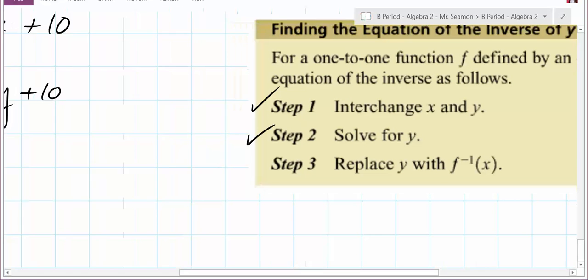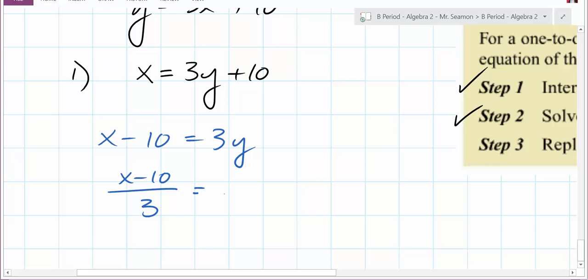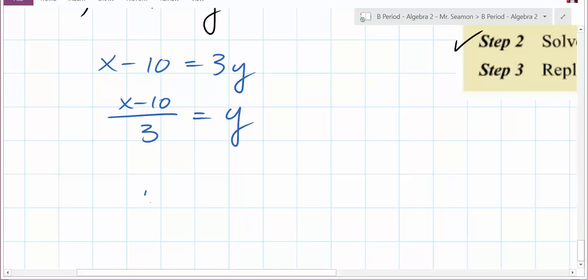Solve for y. So if we solve for y, someone give me the first step I should do to solve for y. What should I do first? Subtract 10. X minus 10 is equal to 3y. Now what do I do? Yeah, so I end up with x minus 10 over 3 is equal to y. And we like having it switched around, so y is equal to what?